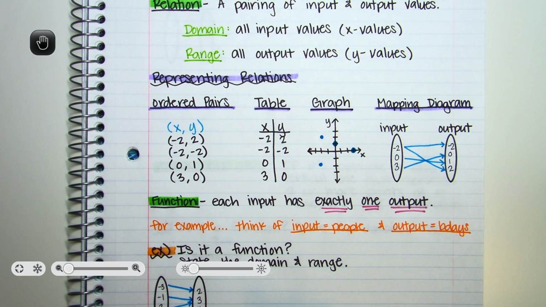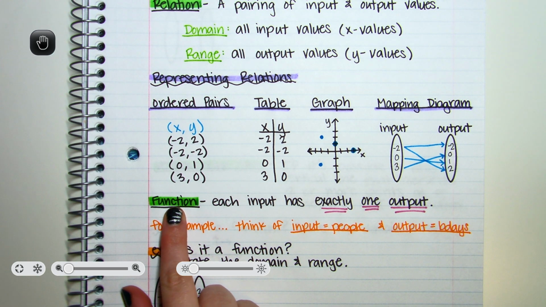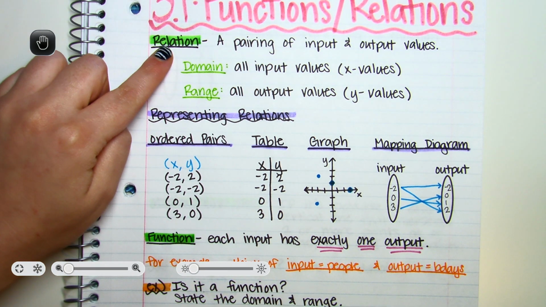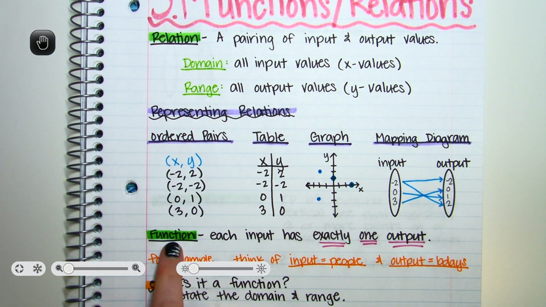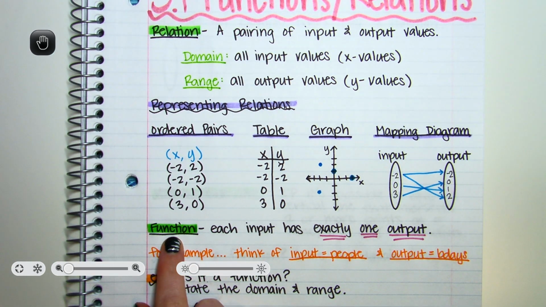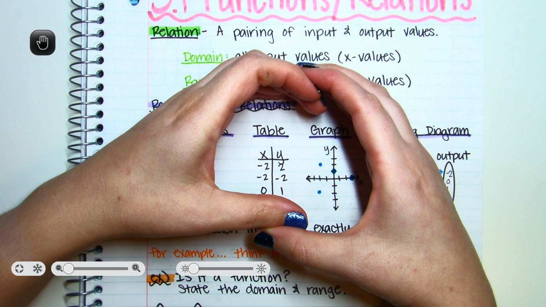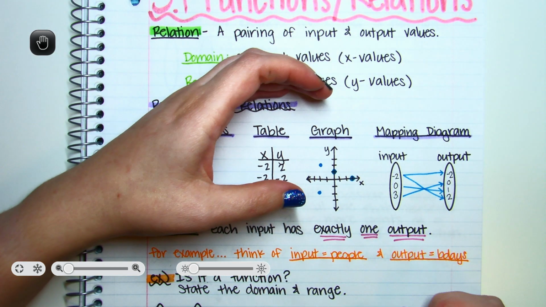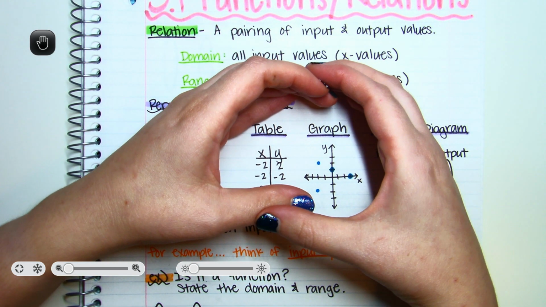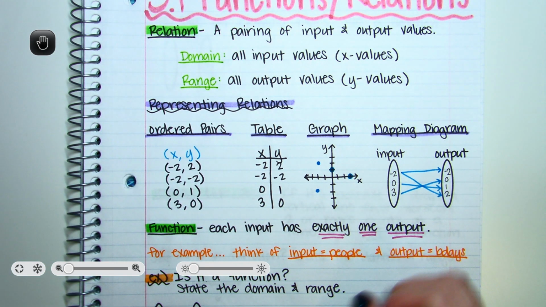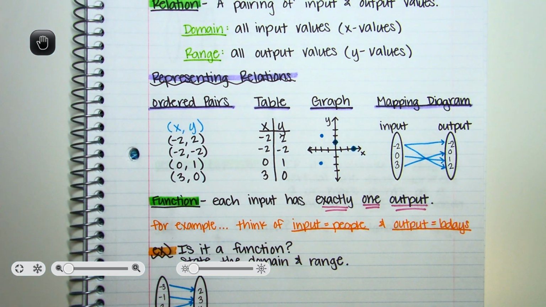So think of this as like every function will be a relation, but not every relation will be considered a function. So it's like you have relations here for this big thing, and then functions stem off of that. So some of these relations will also be considered functions. It's like a smaller subset of them.